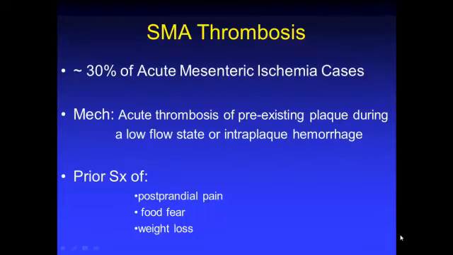Okay, let's move on now and talk about the other causes or the other etiologies of acute mesenteric ischemia. The second most common is superior mesenteric artery thrombosis, accounting for approximately 30% of cases. And the mechanism here is you have an acute thrombosis of a pre-existing plaque during typically a low flow state, or like happens with myocardial infarctions, often with intraplaque hemorrhage.